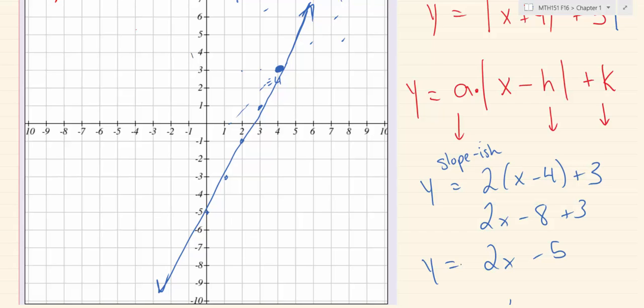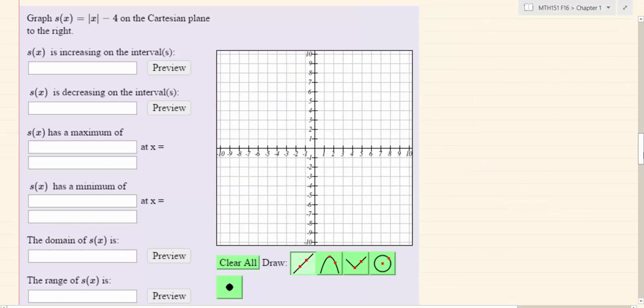It's not usually employed at this level because this h and k idea is more complicated than just y equals mx plus b. You've got to admit, y equals mx plus b is pretty simple. Sometimes it's nice to take a more advanced concept and retrofit it to simpler concepts that you already know. Graph s of x equals the absolute value of x minus 4.